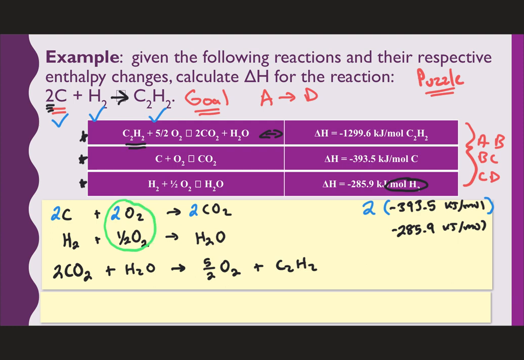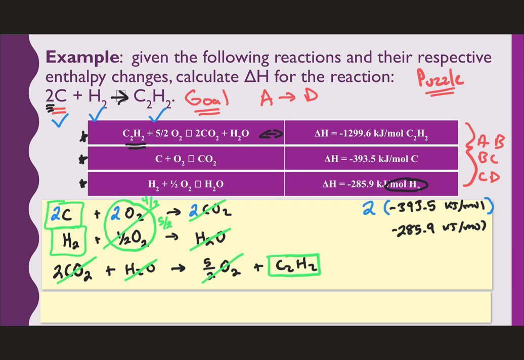2 and 1/2. Well, 2 is just 4/2, so together that makes 5/2, and that cancels with the 5/2 O2 here. The two CO2s cancel, and the H2Os cancel. So I'm left with my goal reaction of 2 C's plus H2 yields C2H2. My goal reaction is satisfied.